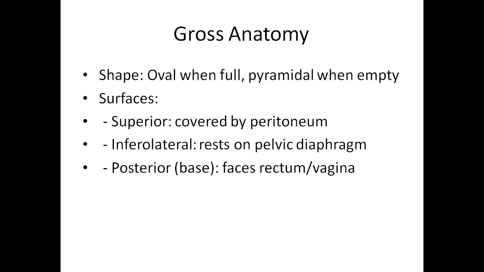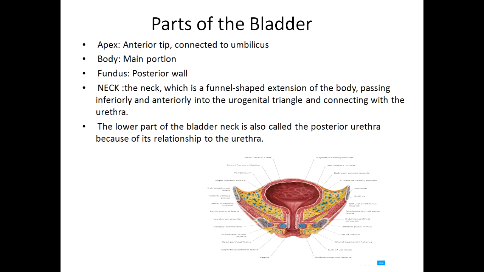Coming to the gross anatomy, the shape is oval when full and pyramidal when empty. It is oval when filled with urine and pyramidal when empty. Regarding the surfaces, the superior surface is covered by peritoneum and the inferolateral surfaces rest on the pelvic diaphragm. The posterior surface is also called the base of the bladder, and it faces the rectum or vagina. This is the gross anatomy.